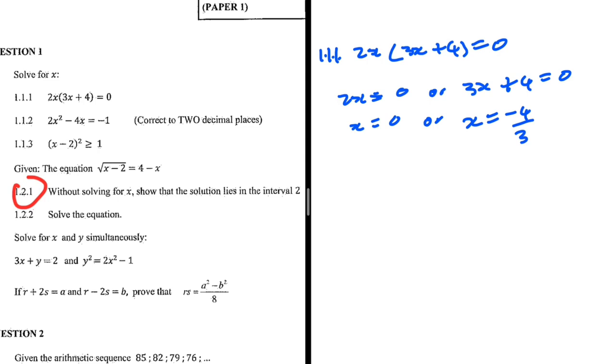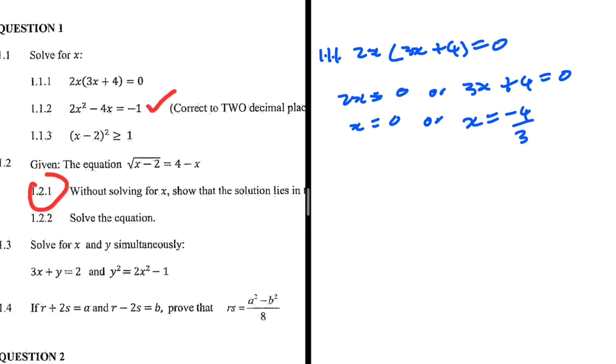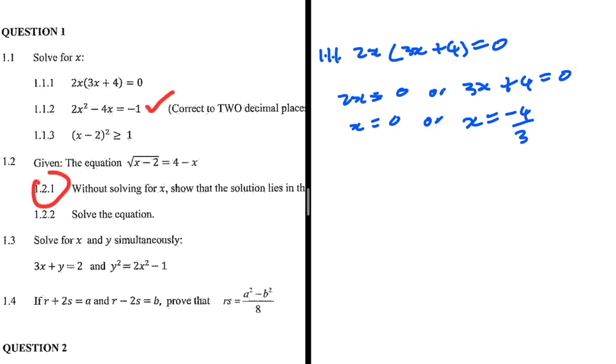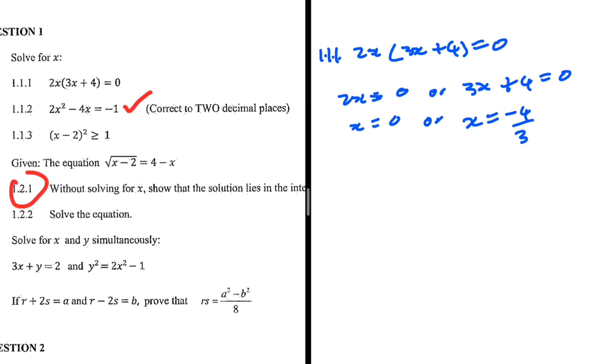We're supposed to solve 2x squared minus 4x is equal to minus 1, correct to two decimal places. We know that we are supposed to use the quadratic formula as soon as we see correct to two decimal places. I'm quite convinced that we all know how to do that by now. So let's jump straight to 1.1.3.